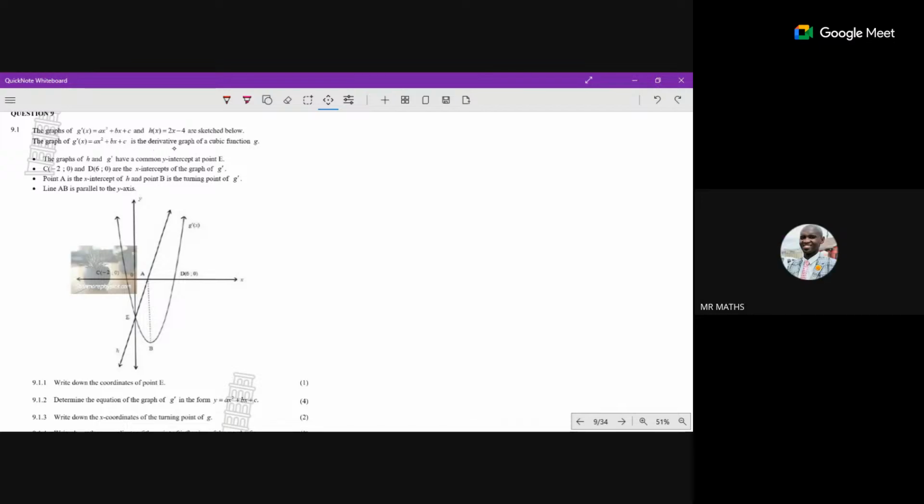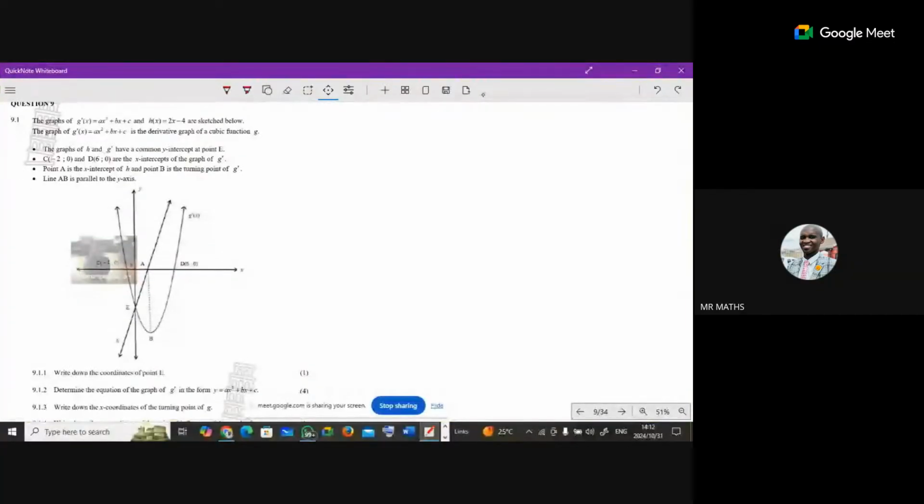It is the derivative graph of cubic function g. I hope it makes sense. So then g is a cubic function. So ngisafuna nje uchinja enye into encane apha ku screen sharing some, so that is over everything, even calculator. Okay. Then now, what's happening?